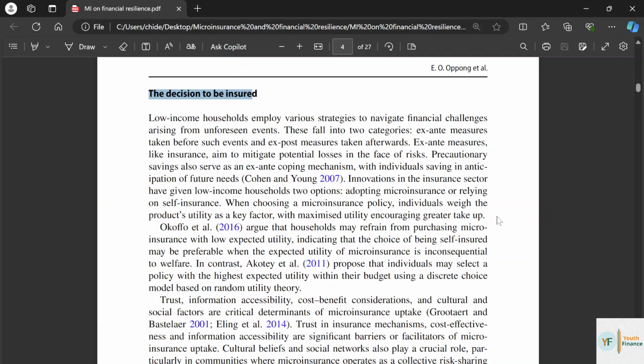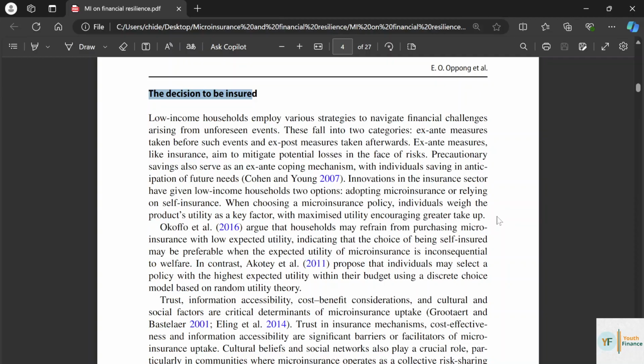When adopting and choosing a microinsurance policy, individuals weigh the product's utility as a key factor, with maximized utility encouraging greater take-up. Determinants of microinsurance uptake include trust in insurance mechanisms, information accessibility, cost-benefit considerations, and cultural and social factors. Cultural beliefs and social networks also play a crucial role. Education significantly influences the decision to purchase insurance, with higher education levels enhancing financial literacy and insurance demand.